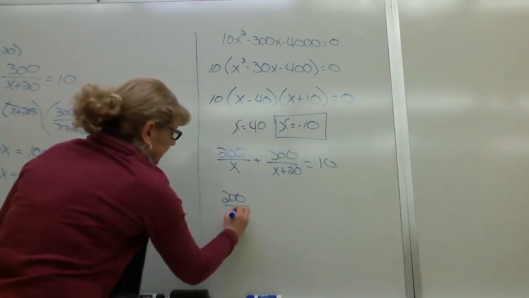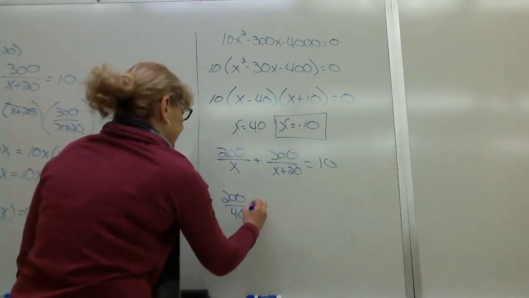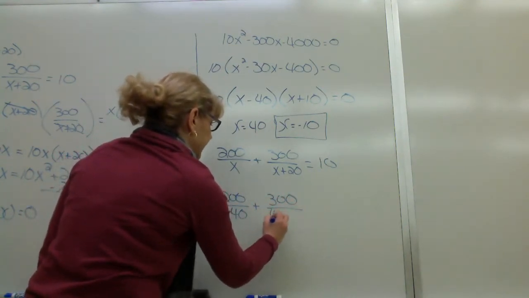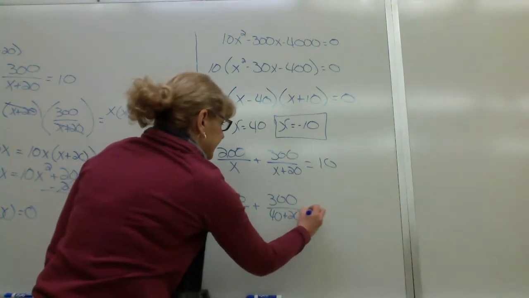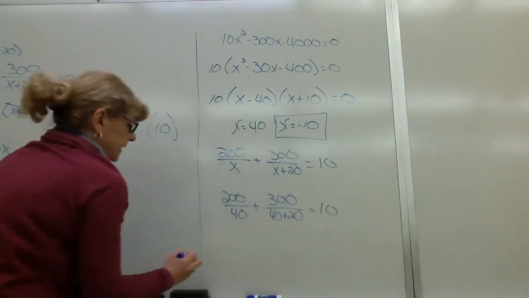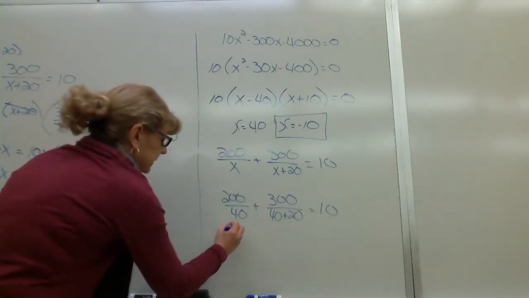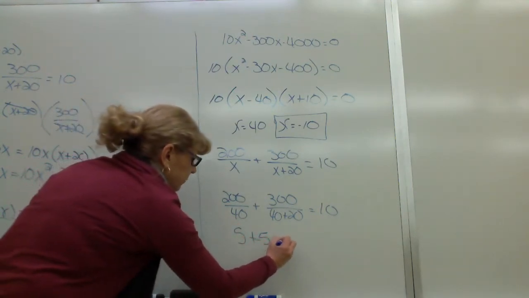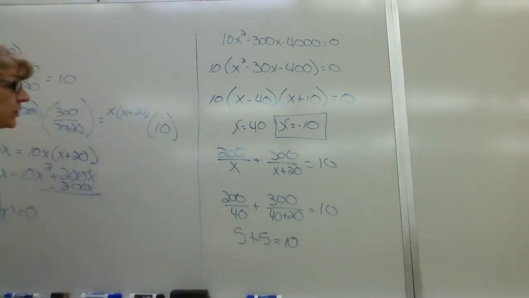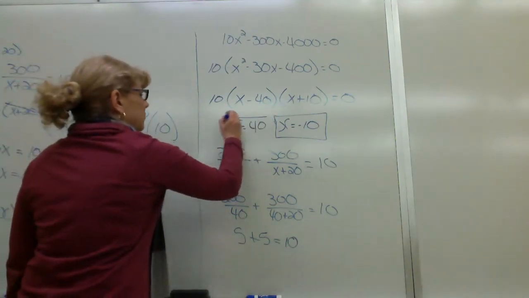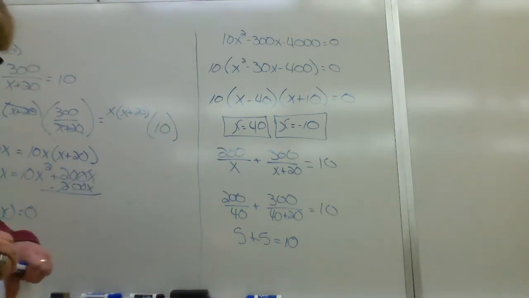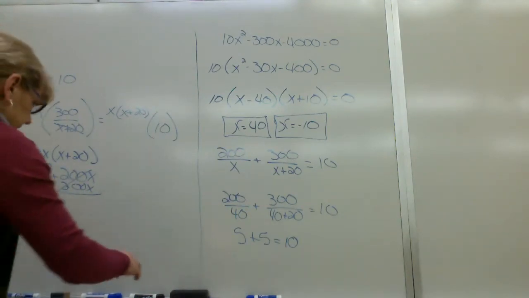So 200 divided by 40 plus 300 divided by 60 equals 10. So I get here 5, and 5 equals 10. So again, when you look at this, x equals 40 is also a solution to this problem.